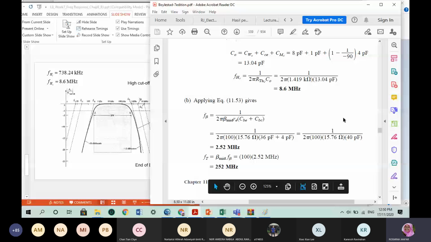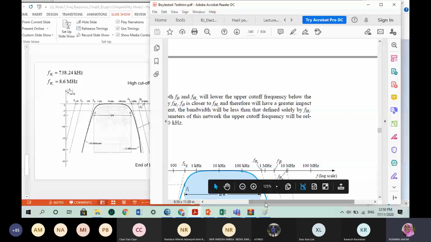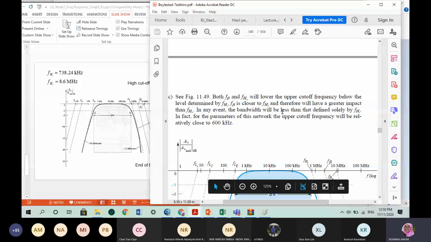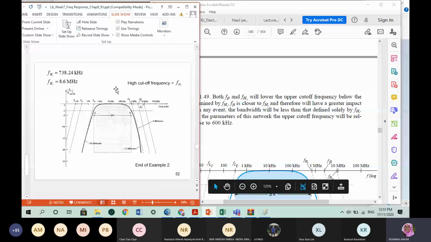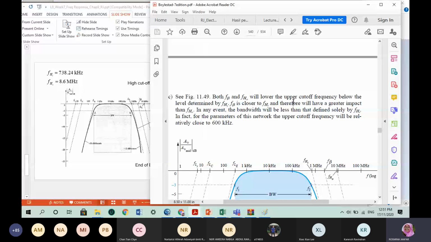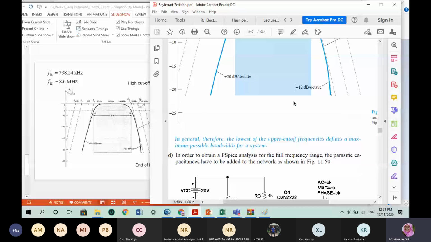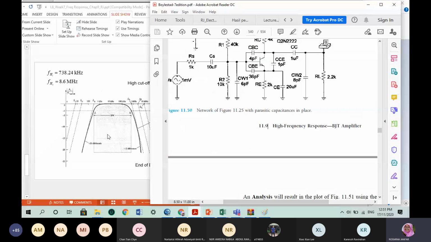But actually, if you look at this example, you will have many values to calculate. So here you will have 738 kilo and 8.6 mega. So that would be the difference between this one. I go back to this one.